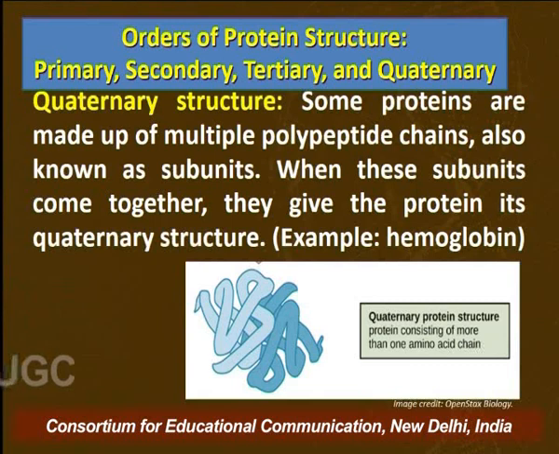Now finally, the last order of protein structure is the quaternary structure. Many proteins are made up of multiple polypeptide chains, so more than 2 or 3 polypeptide chains are present. One common example is hemoglobin. These polypeptide chains interact with one another with the help of bonds, and each of these subunits comes together to form the protein quaternary structure, which forms the final functional molecule within the cell. One of the best examples is hemoglobin over here.